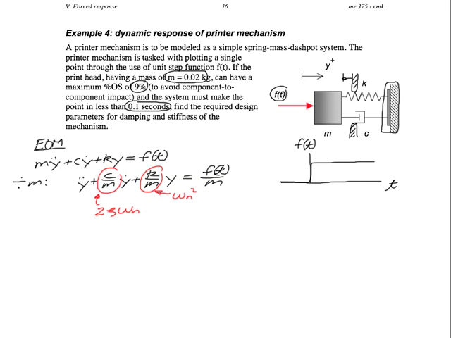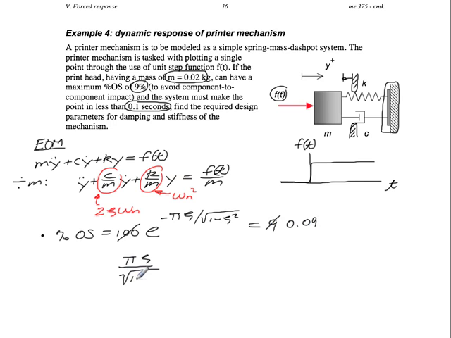Now what we learned from lecture is that the percent overshoot for an underdamped system like this is 100 times e to the minus pi zeta divided by the square root of 1 minus zeta squared. If we put in our design criteria of 9% overshoot, that says we cancel the 100 and make this 0.09. If we take the log of both sides, we get minus pi zeta divided by the square root of 1 minus zeta squared is equal to the natural log of 0.09.